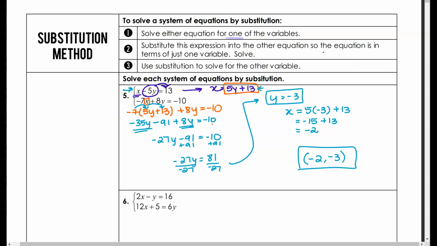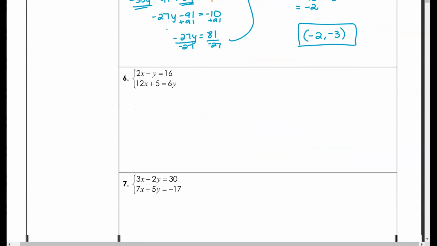We should double check our solution by plugging it into either one of these, right? But let's plug it into this one only because I used that top one to find negative 2. So negative 7 times negative 2 gives me a positive 14, plus 8 times negative 3, which gives me a negative 24. So positive 14 minus 24 does give me a negative 10. So that checks out. All right, let's look at the next one.